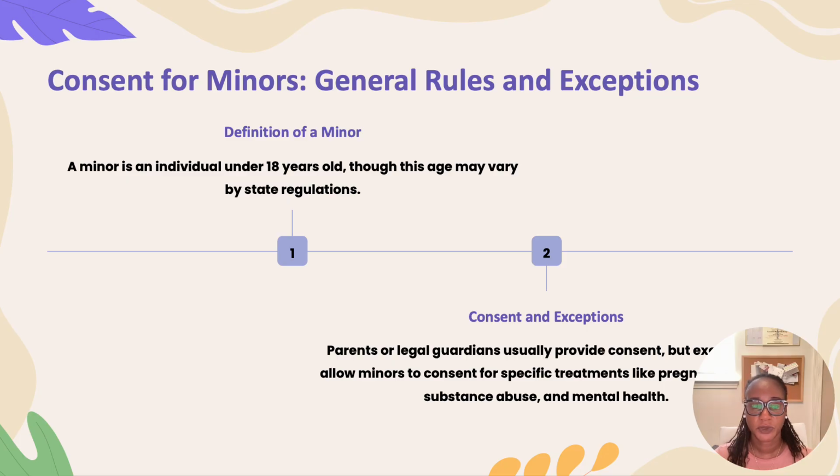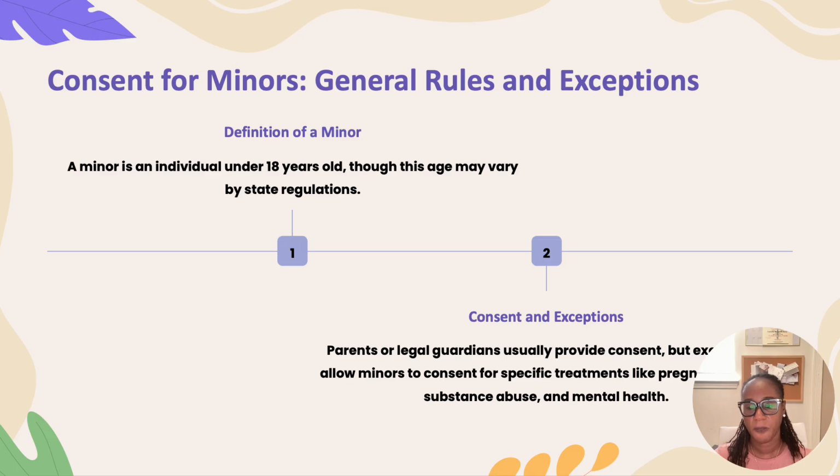General rules and exceptions when it comes to consent for minors. Minors are typically defined as a person under the age of 18. Minors usually cannot legally give informed consent for medical treatment. This right belongs to the parent or the legal guardian. Parent or guardian consent is required in most cases. So for most non-emergency treatments, such as immunization or medication, the parent or guardian must consent on the minor's behalf.